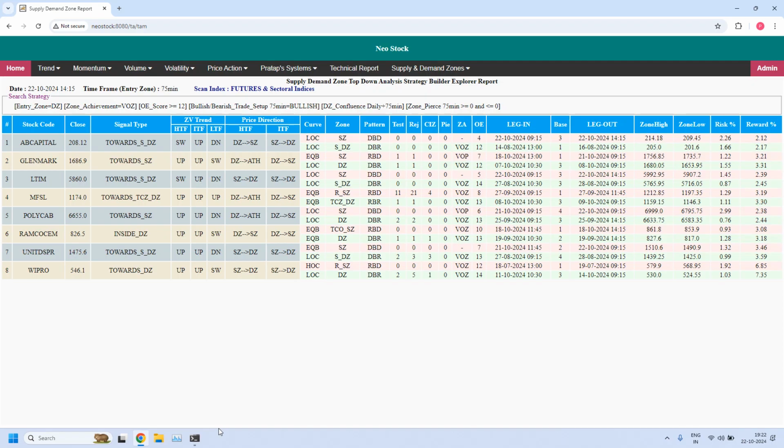In all these 8 stocks, 75 minutes entry zones are part of the daily zone. And the daily trend is uptrend, because daily means ITF. For weekly income trade, daily is the ITF. So ITF trend is uptrend.